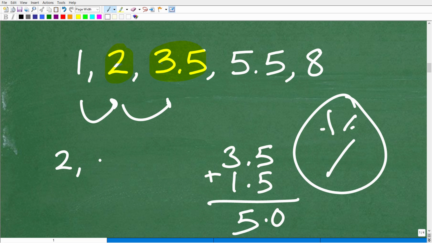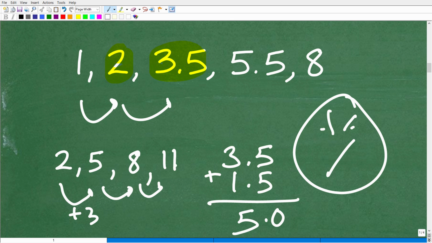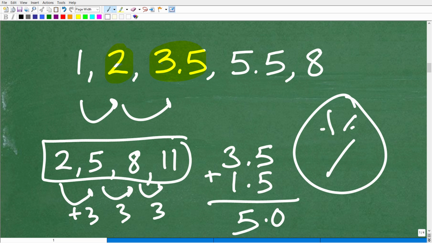So if I had 2 and then 5, let's say, I'm just going off on a tangent a bit here. So 2 to 5, what do we do? Well, we add 3, right? So if adding 3 is the rule, then 5 plus 3 is 8. And then we could continue on. 8 plus 3 is 11. So here the terms are being separated by 3. This type of situation is called an arithmetic sequence.